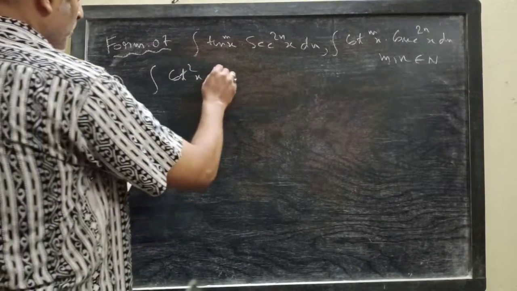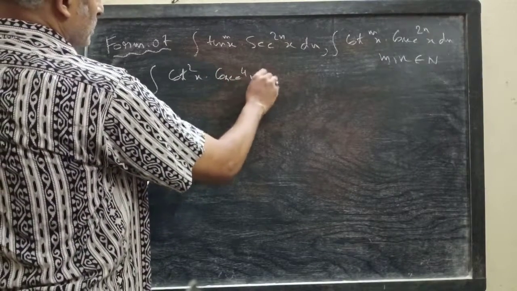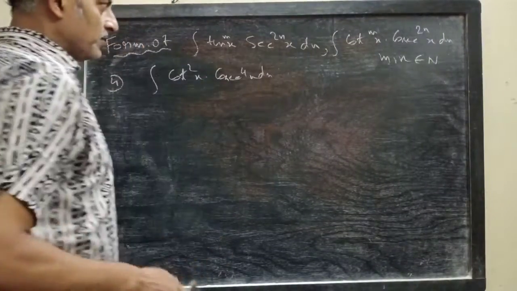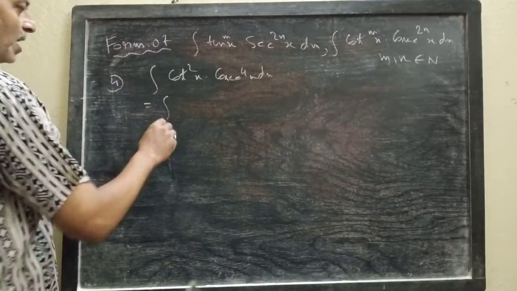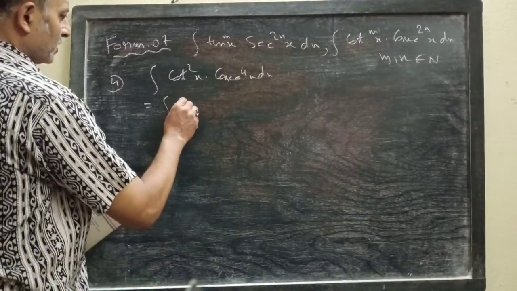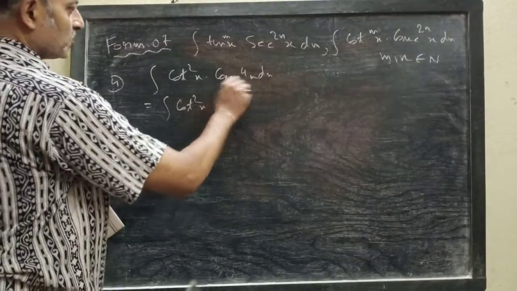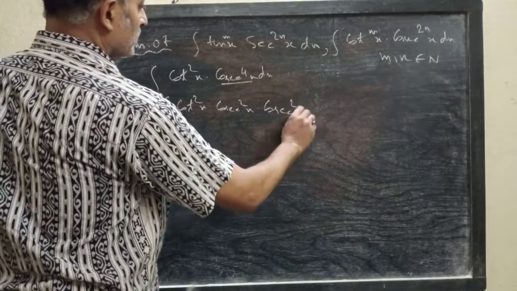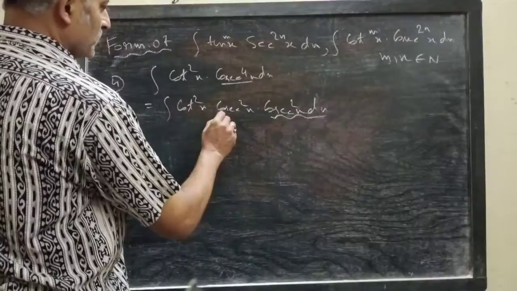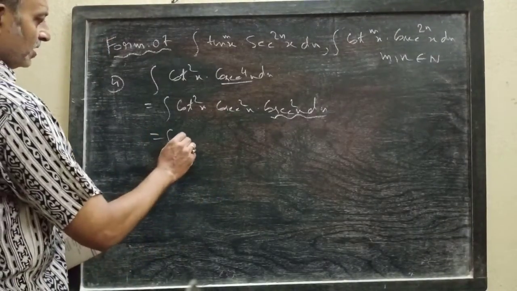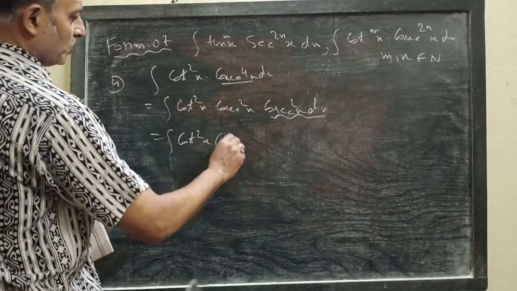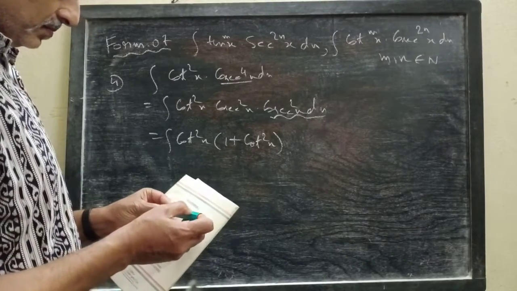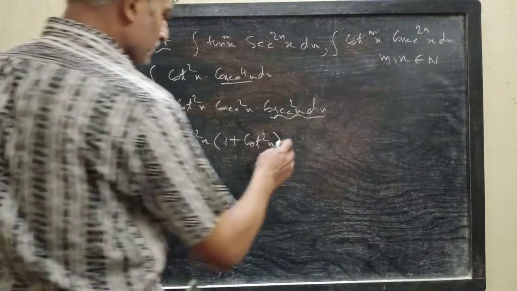into cosec to the power 4 x dx. Compare with this. Here m is 2, n is 2. Okay. Our approach will be similar. Write cot square x. Split this cosec to the power 4 x into 2 cosec square x. Yes. Keep this for dz. Now shift this to cot x. How do we get this? We get cot square x into 1 plus cot square x into cosec square x dx.